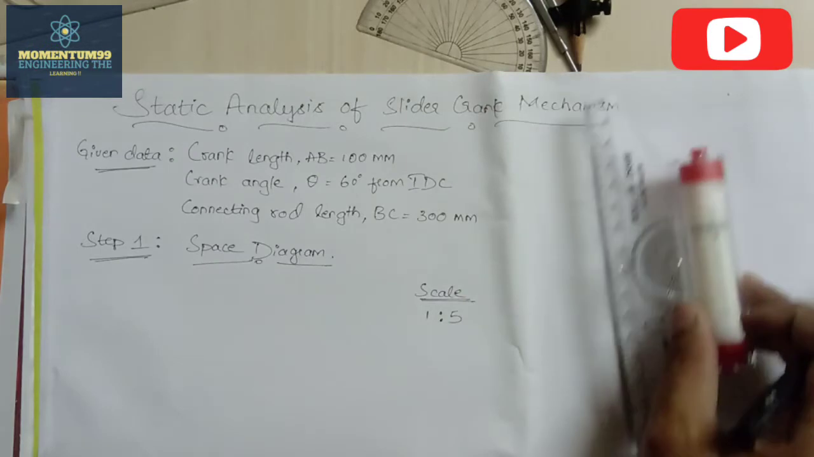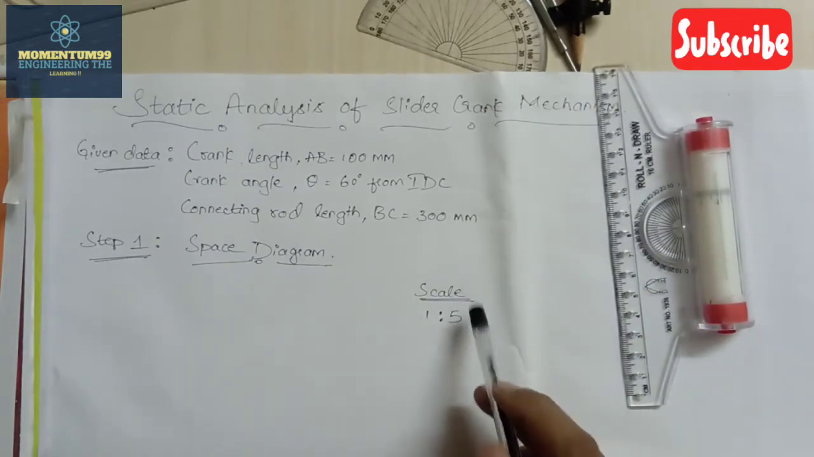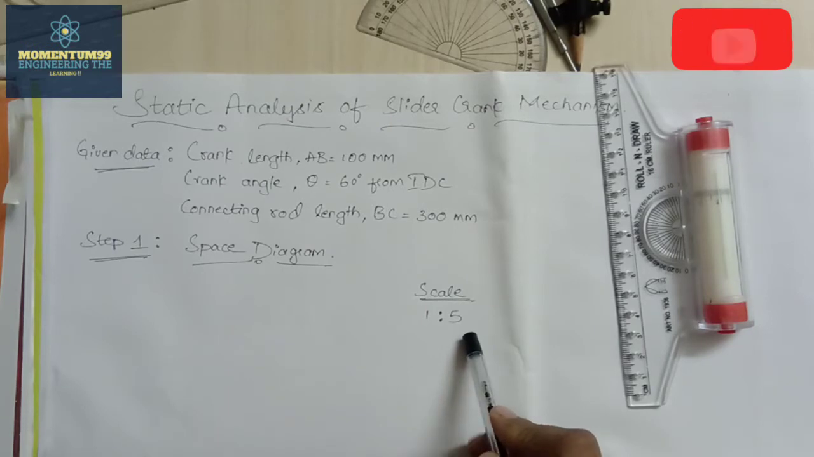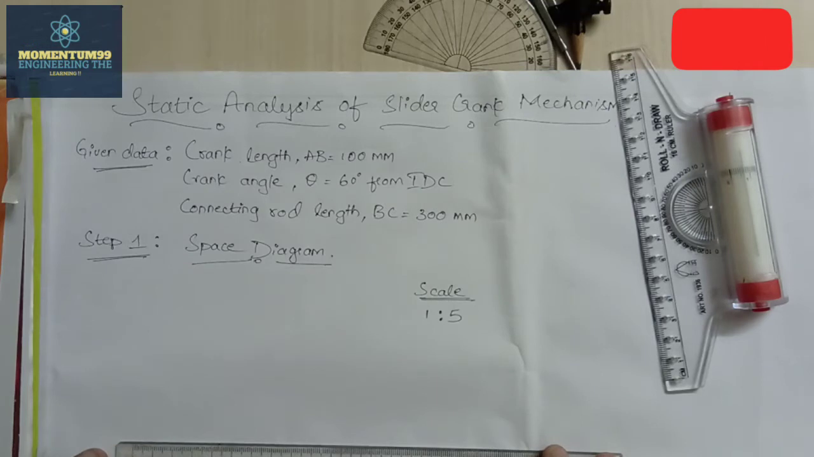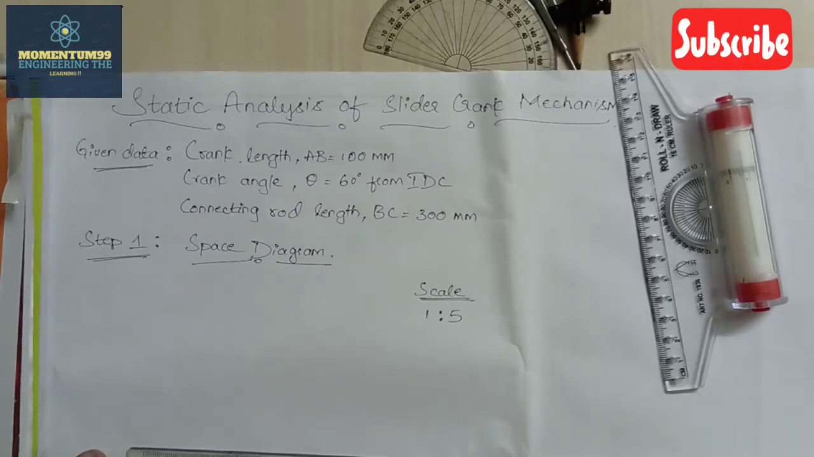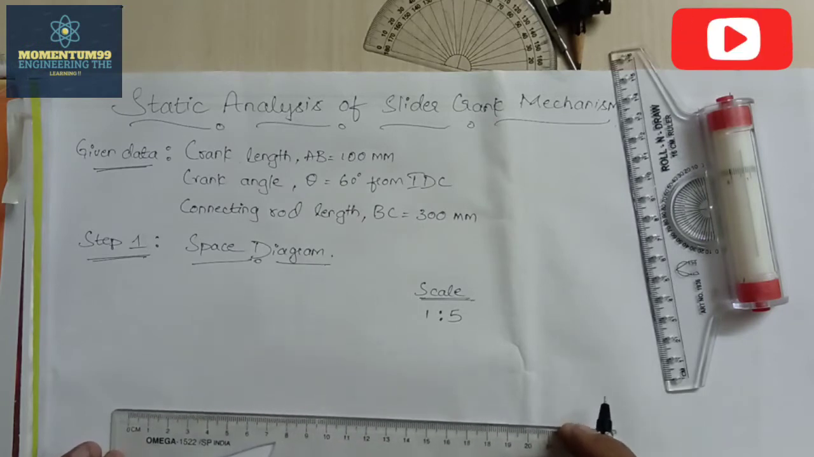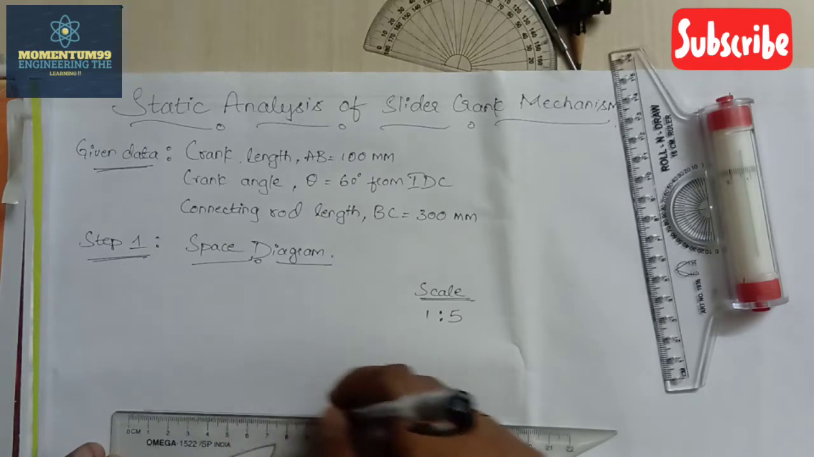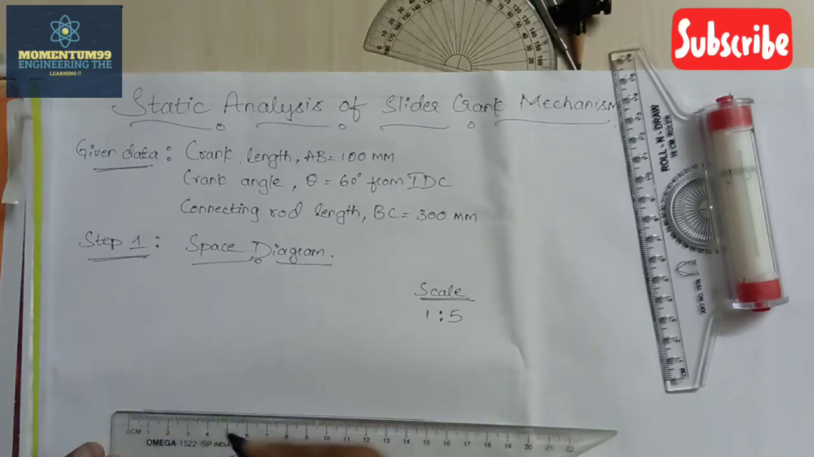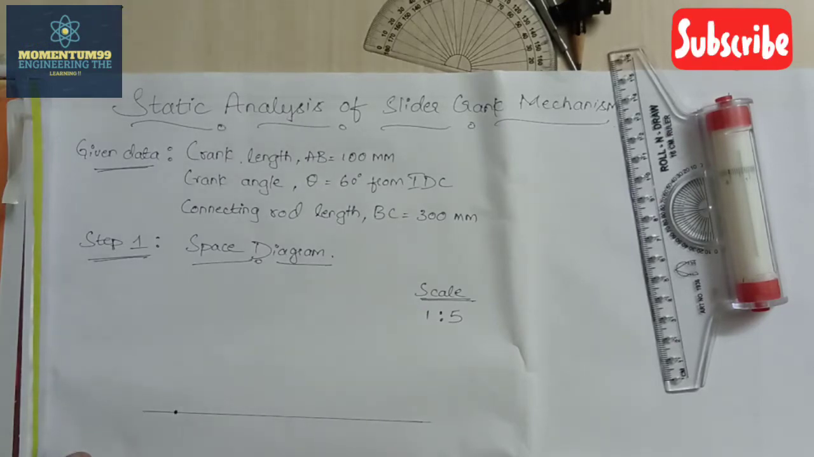So in order to start with this space diagram, we need to take a suitable scale here. I have taken a reduced scale, and the scale I have taken is 1:5. To begin with, mark a horizontal reference line here. Take your protractor, take any linear scale, and just draw a thin line, a very thin horizontal reference line, and mark any arbitrary point on this horizontal reference line. I'll just be marking a point here.